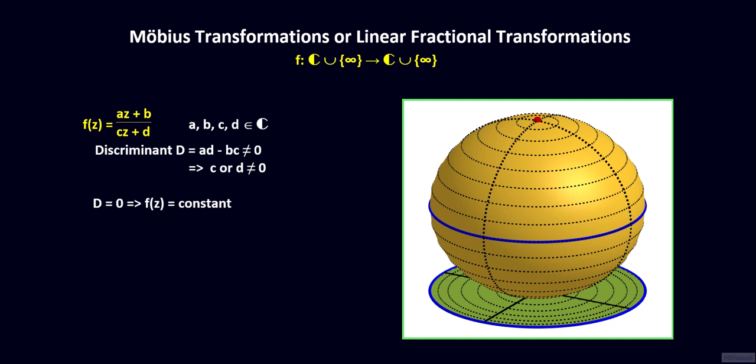In order to show that this is true, let ad minus bc be equal to 0. We consider two cases. Case 1, let cd be not equal to 0. And so dividing the discriminant by cd, we have a over c equals b over d, and we set these two equal to the constant k. And so a equals c times k, and b equals d times k. Therefore, f of z is reduced to the constant k.